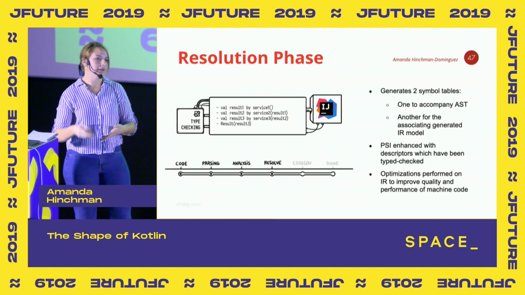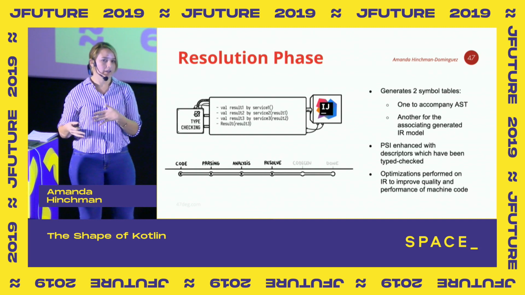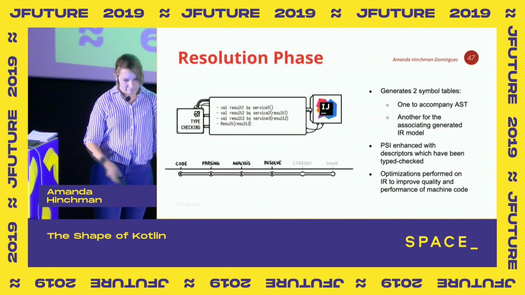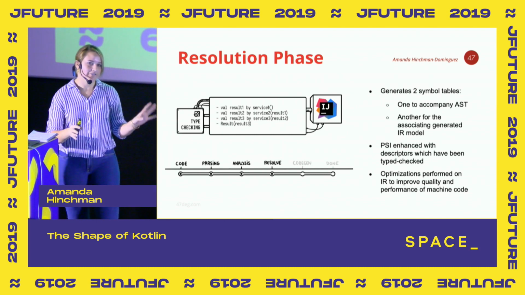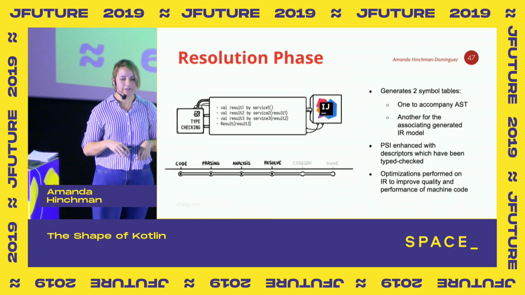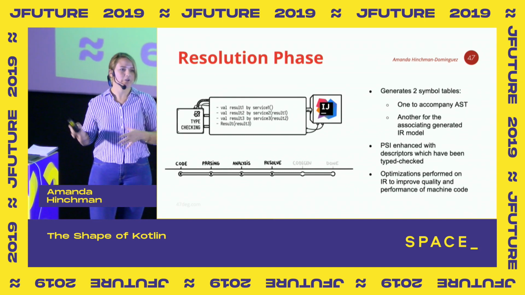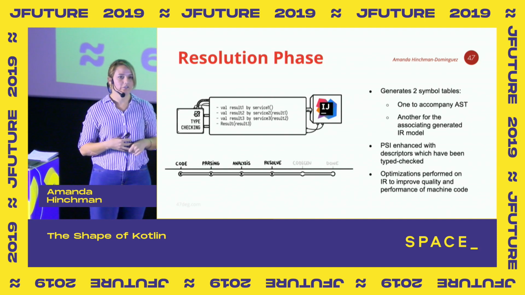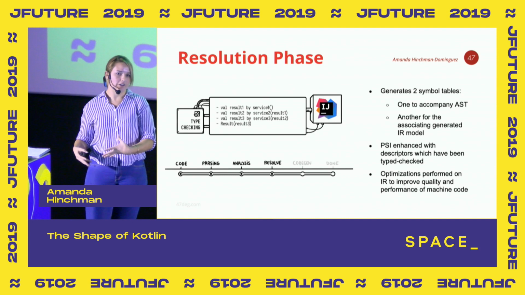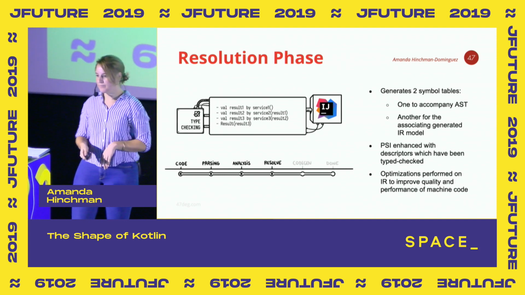So since we have the PSI, we can actually go through that and do some type checking and enhancements for that. And then at this point, you've kind of reached almost the middle end of the compiler, and this is what's responsible for creating optimizations for your IR so that it's able to compile into machine code in a more performant way.